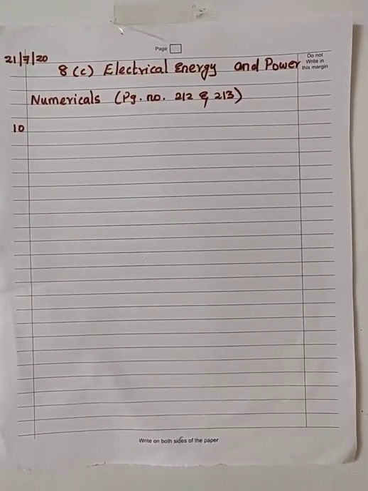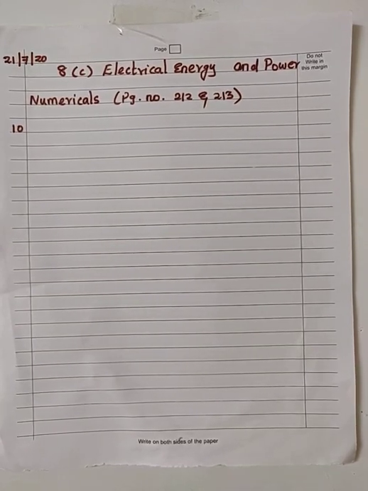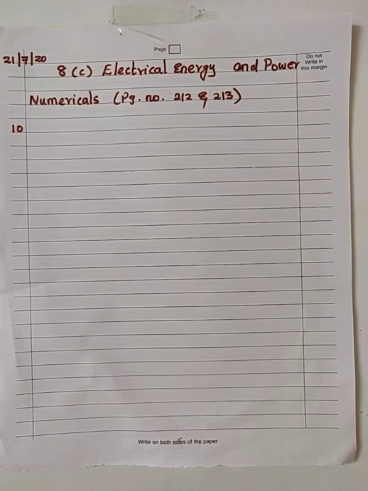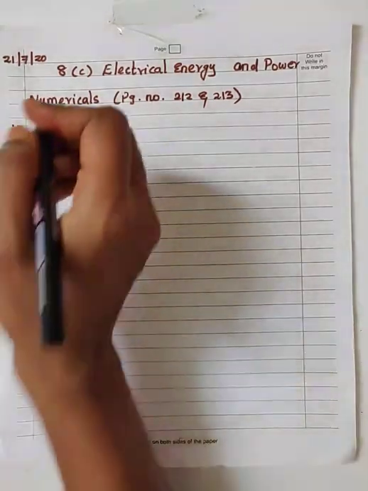Hello students, today's class we are going to discuss the remaining problems of the electrical energy and power unit, that is the 8th C unit of current electricity. For questions refer to page number 212 in your textbook. Okay, see the 10th question.